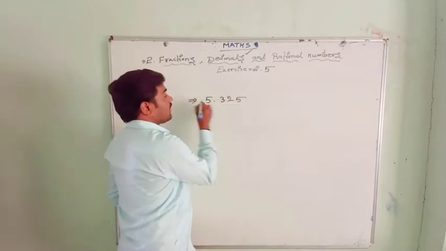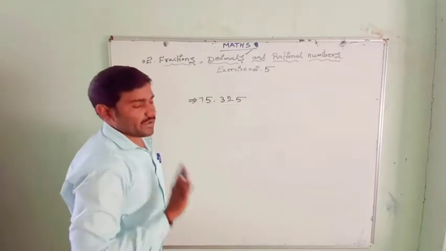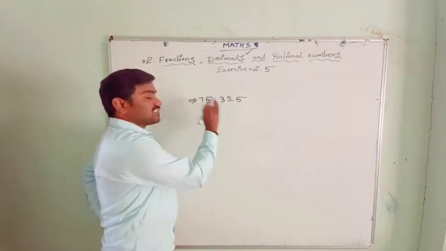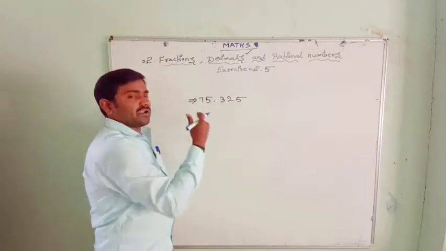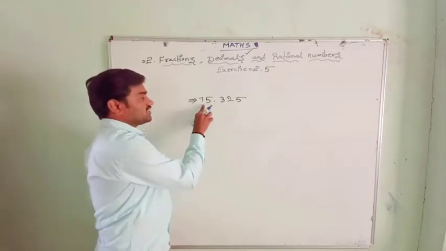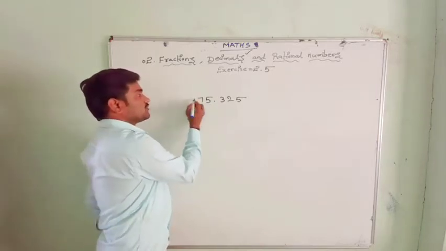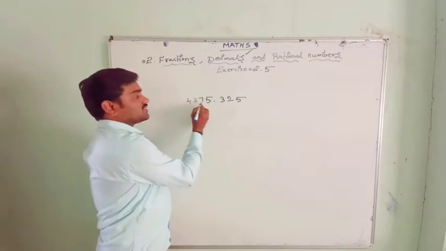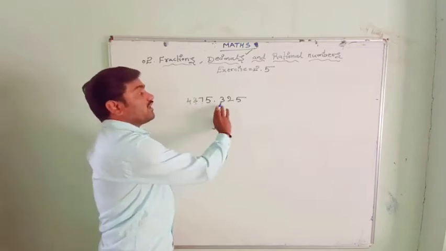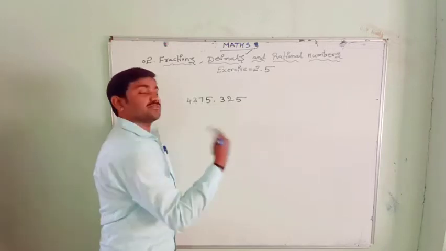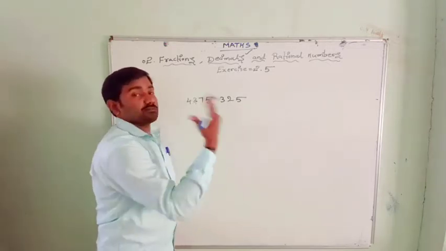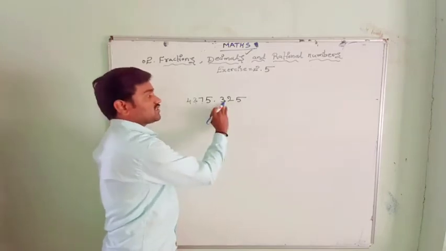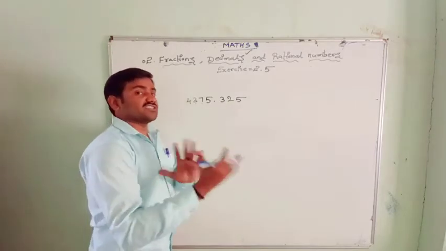Take 75.325. Here 5 is in the ones place. This is the integer part. As we read numbers, there are the ones place, tens place, hundreds place, and then the thousands place. But when it comes to the decimal part, it starts from the tenths place, hundredths place, thousandths place. That means it does not start from the ones place. It has the tenths place.